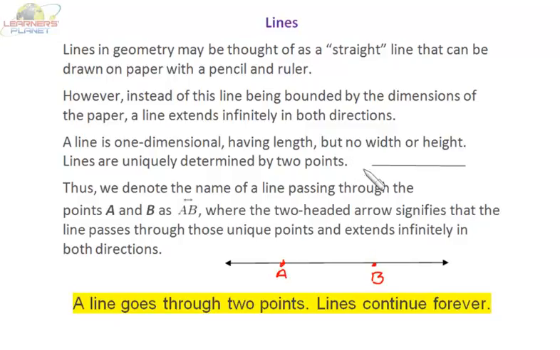Suppose we have 2 points, maybe P and Q. There is a unique line which will join these 2 points. And we see over here a line, and there are 2 points A and B, and the line is passing through these 2 points. We represent the line as AB, and the arrow will be like this. Or we can say a line goes through 2 points and lines continue forever. So I hope you are clear about the line.